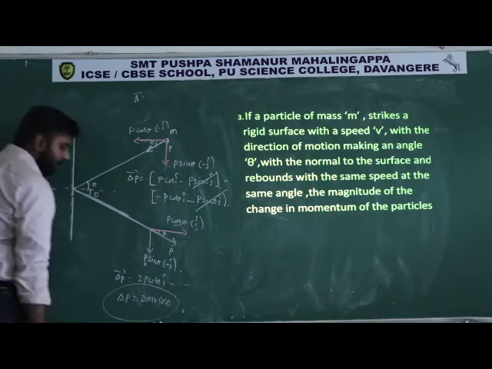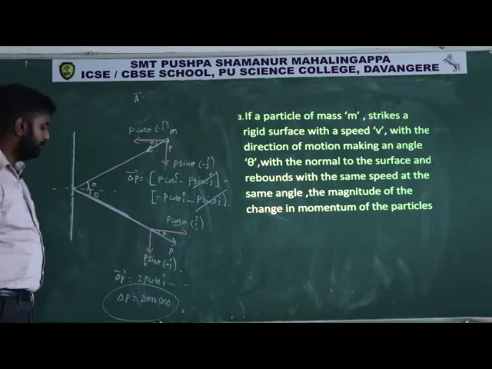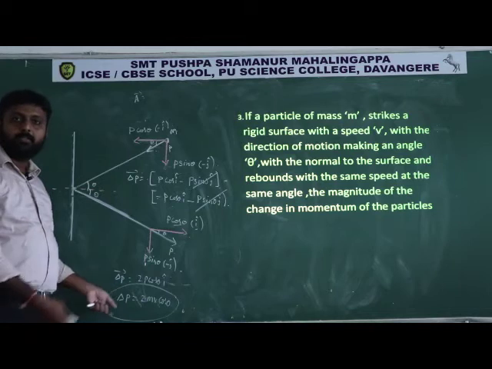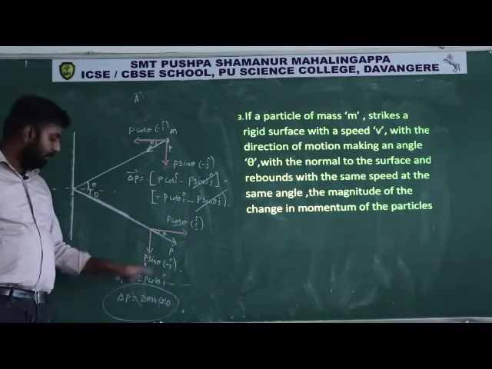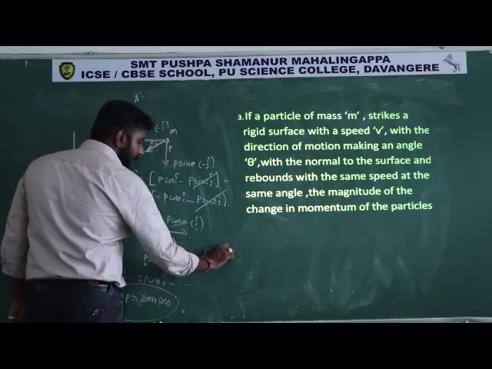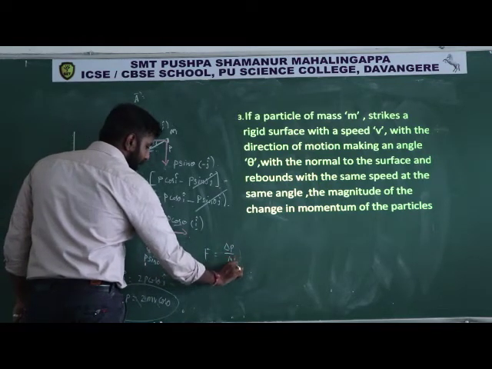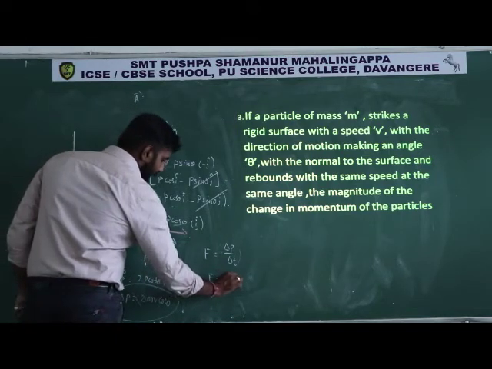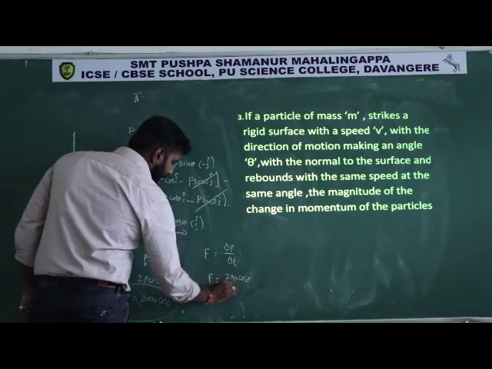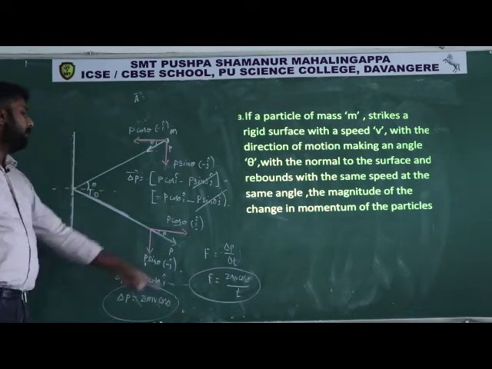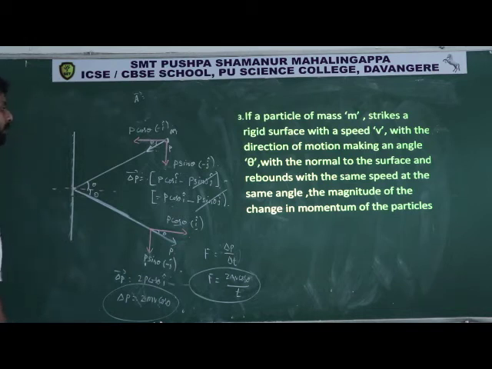Remember this formula. This is the change in momentum. I hope you understood how I got this change in momentum, 2 mv cos theta. For the force, F equals delta P by delta T. F equals 2 mv cos theta, time interval is T. This is the force acting on a particle according to Newton's second law of motion.